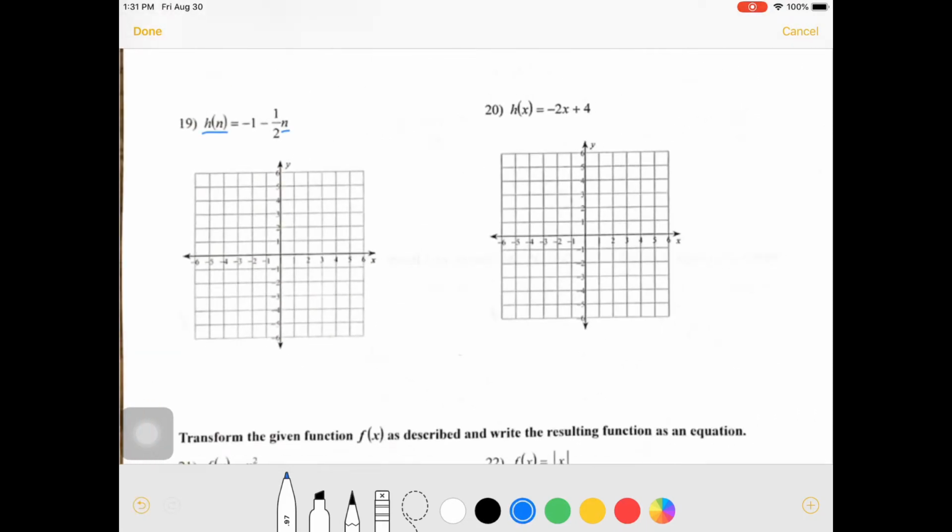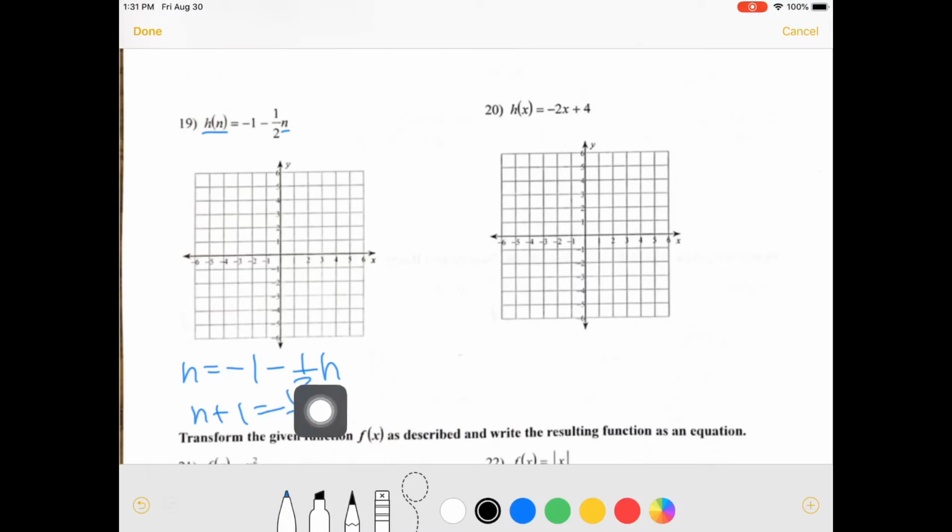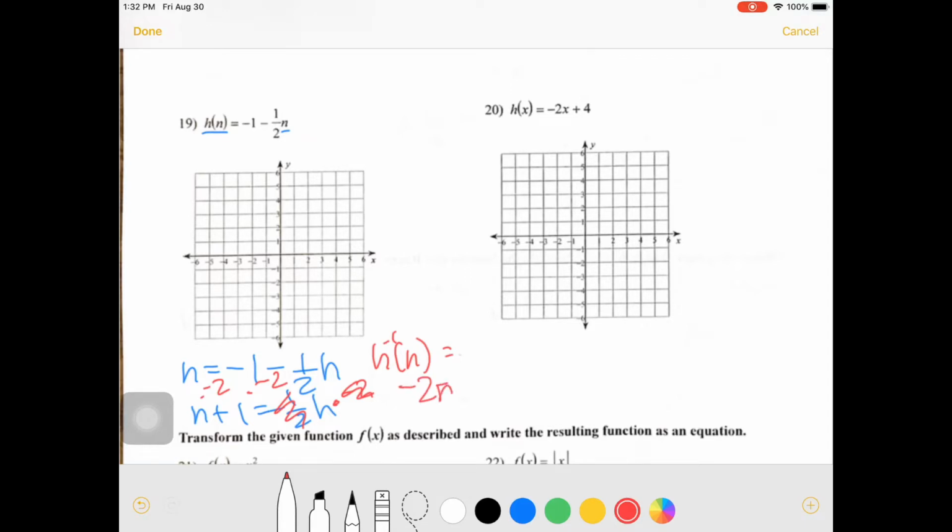I'm going to switch my variables. It's going to be n equals -1 minus 1/2 h. We're going to add 1. And then remember, I think of this as division. And so I'm going to go ahead and multiply by a -2, because that's negative. It's going to cancel out the 1/2. And then I'll have h of n, this is now my inverse, equals -2n minus 2.